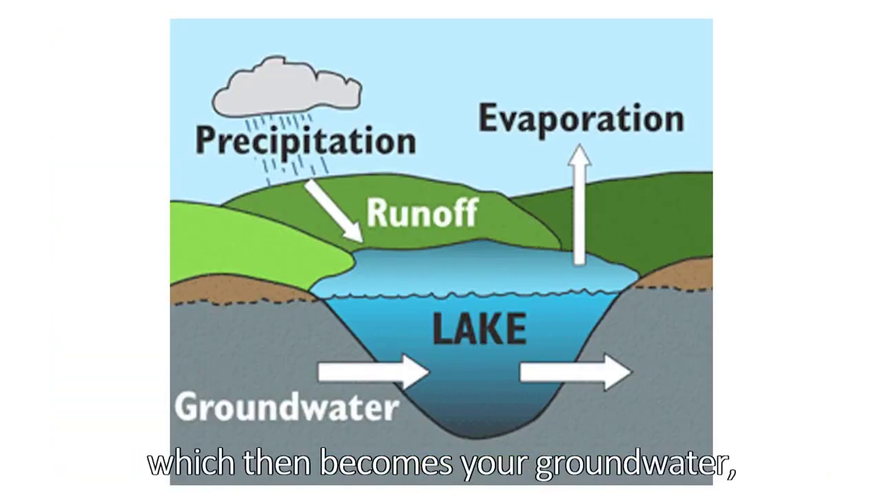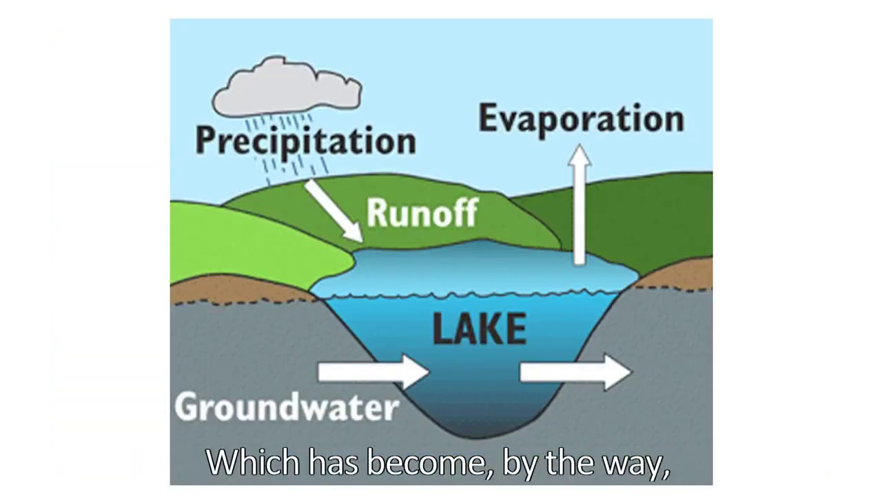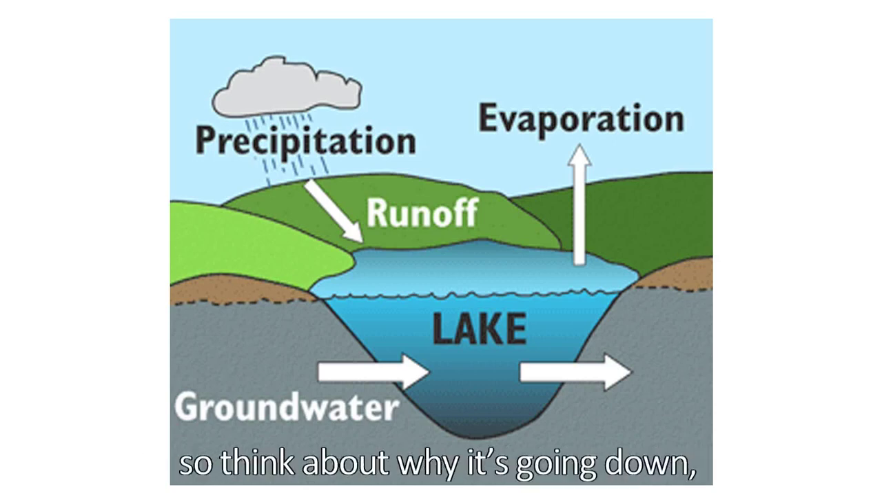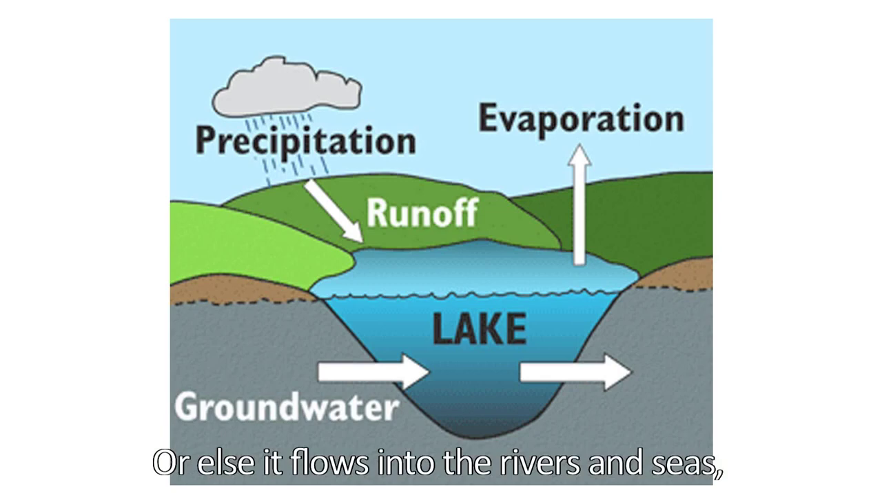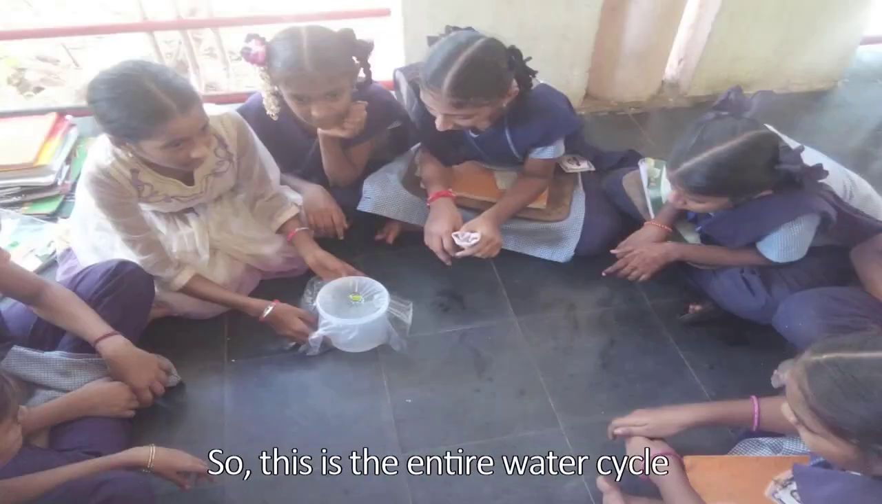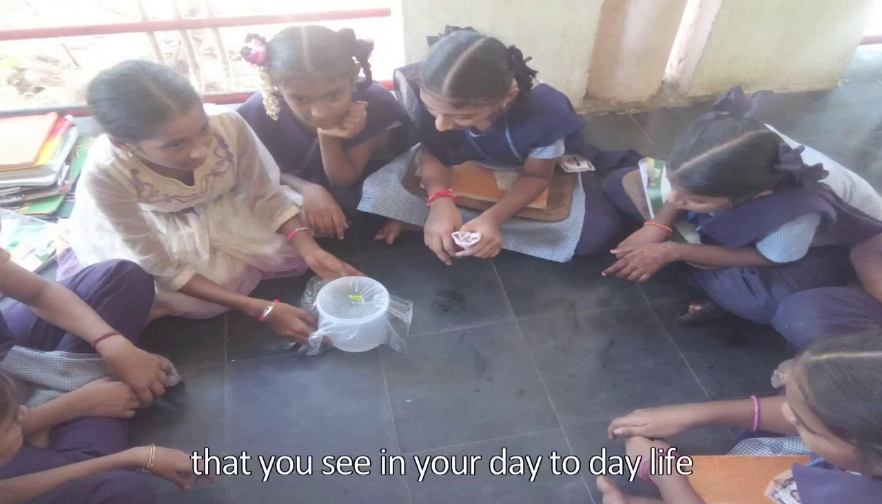from where it can actually penetrate into the ground, which then becomes your groundwater, which has become, by the way, a big problem these days with the groundwater level going down. So think about why it is going down. Or else it flows into the rivers and seas. It also, by the way, leads to erosion. So this is the entire water cycle that you see in your day-to-day life.